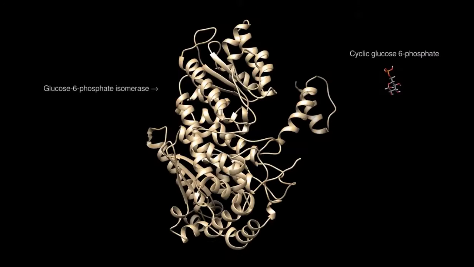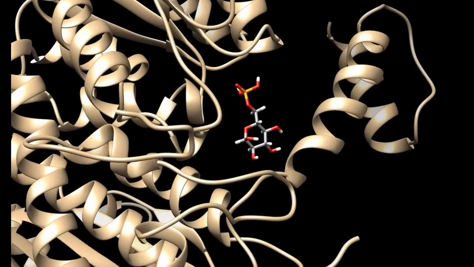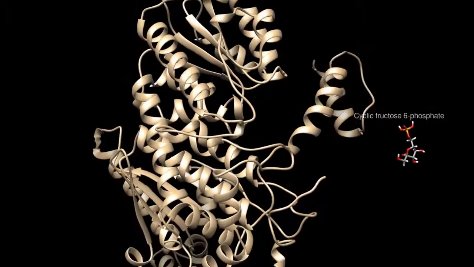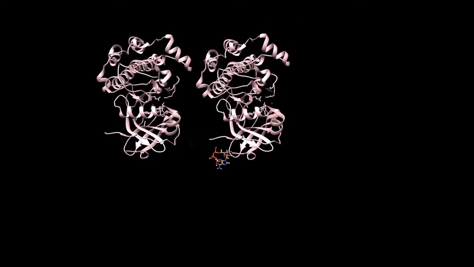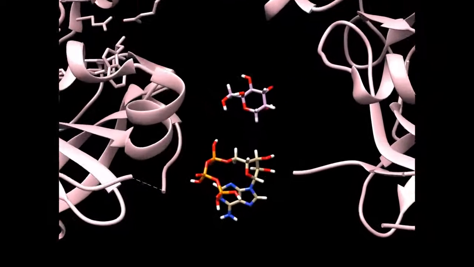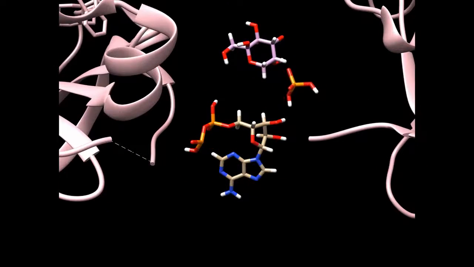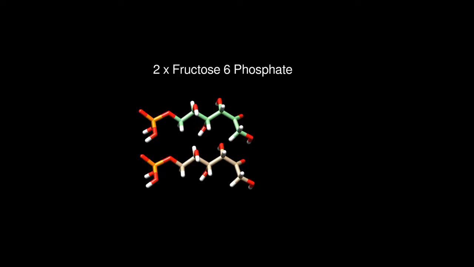Glucose 6-P undergoes an isomerization reaction where only the configuration of the molecule is changed. Therefore, the hexagonal structure of glucose 6-P becomes the pentagonal structure of fructose 6-P. In addition, fructose is phosphorylated with ATP and also becomes fructose 6-P. Now, both glucose and fructose, which have entered the cell wall, have been transformed into fructose 6-P.